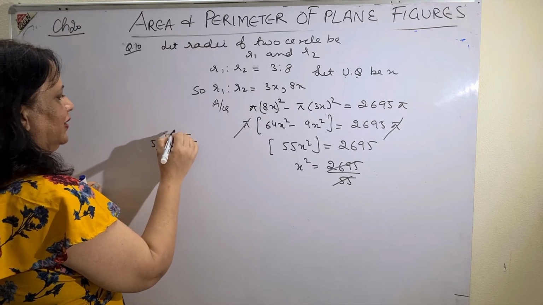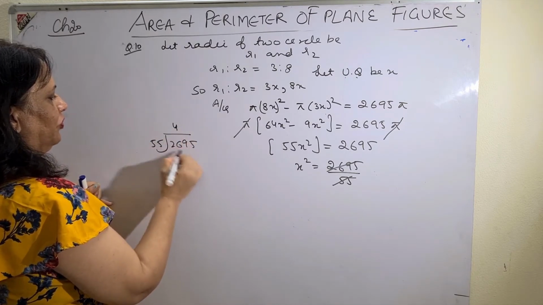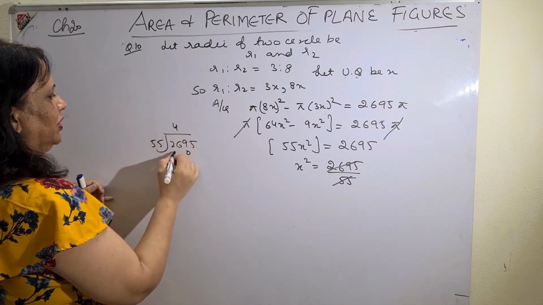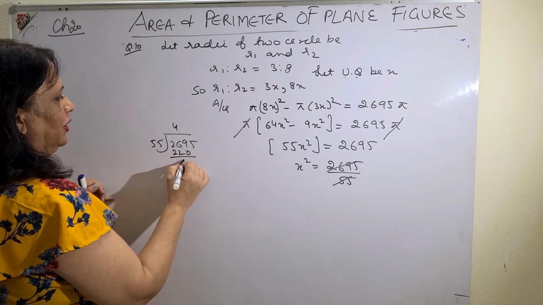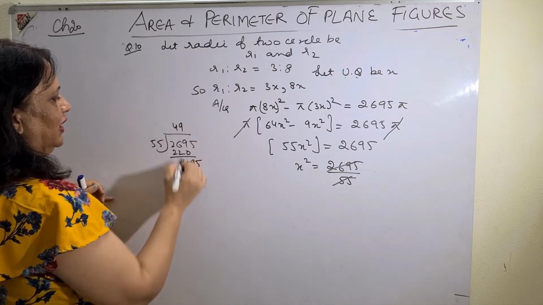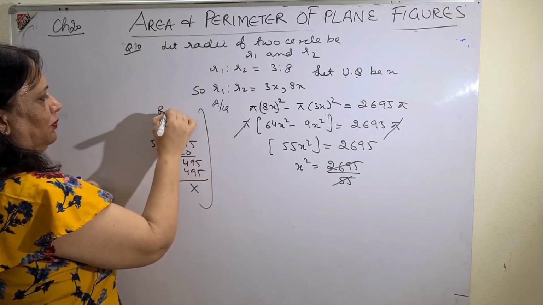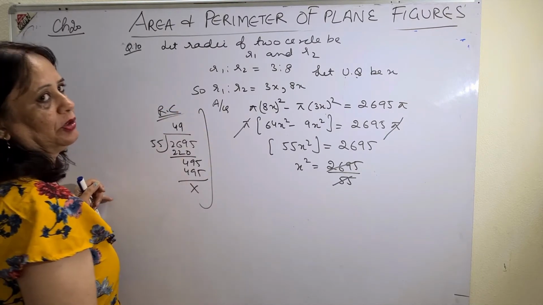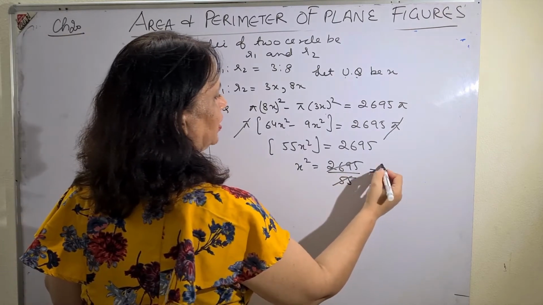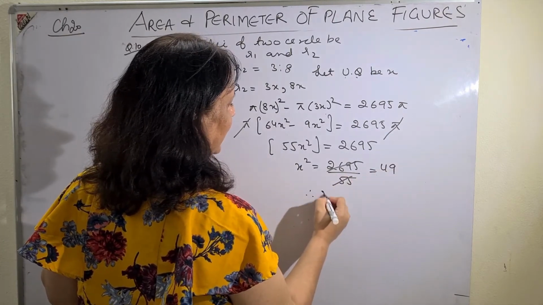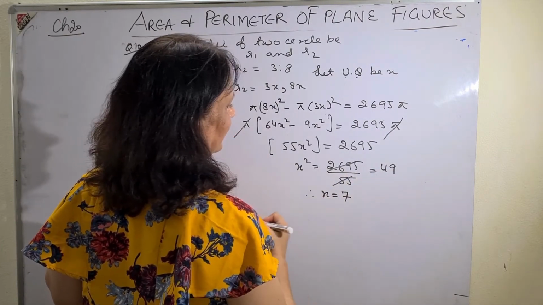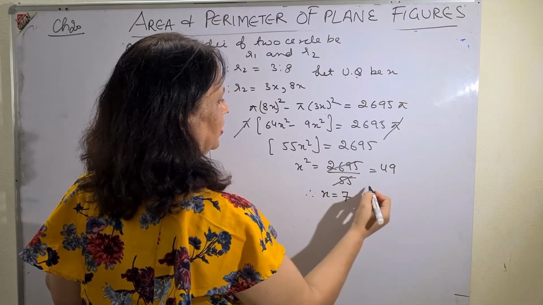You cancel it, you divide it at the side, 2695 by 55. You see what you get. I think it will go 4 by 20, 21, 22, and again you are left with 495 and this is 495. So do all these calculations in the rough column, and again I am advising you to check twice. So x square is equal to 49, hence x is equal to 7 after taking root.